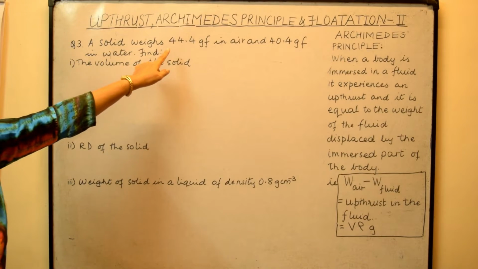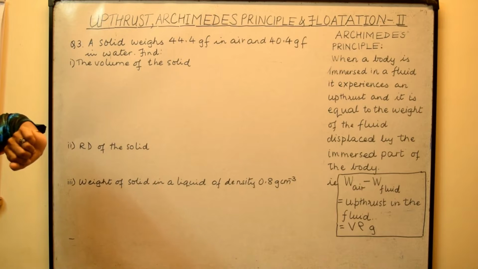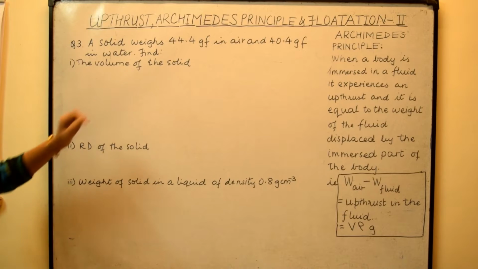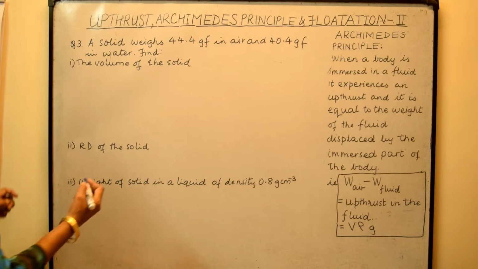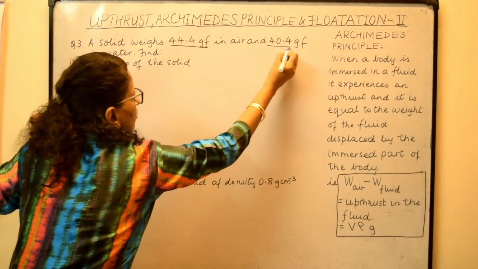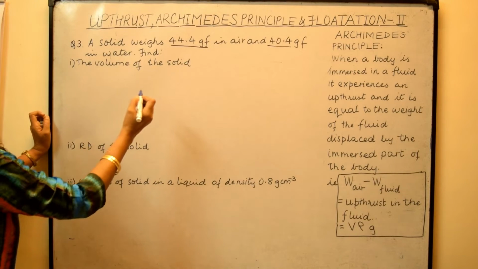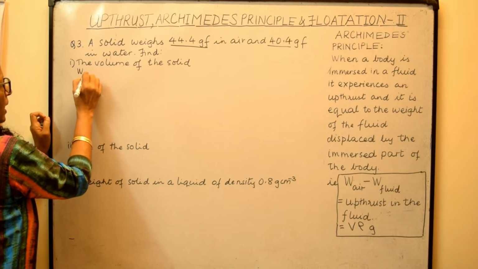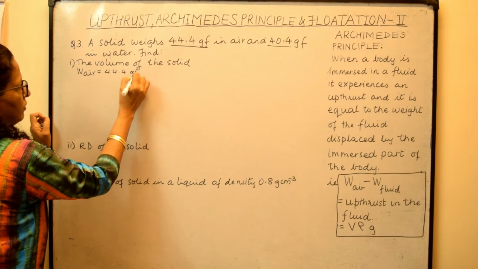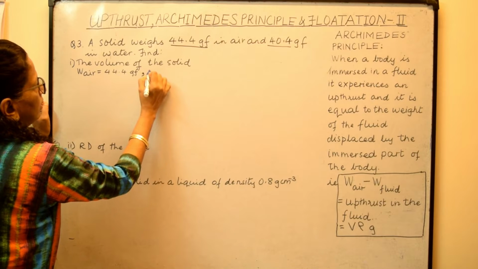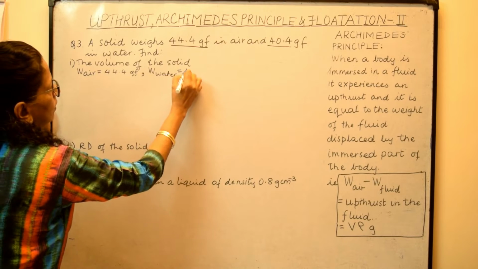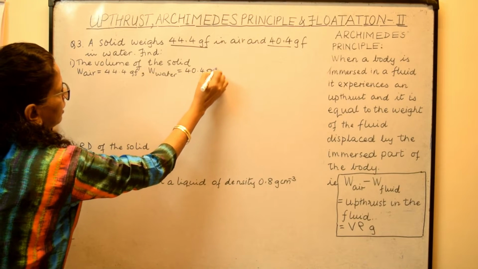A solid weighs 44.4 gf in air and 40.4 gf in water. Find the volume of the solid. What are the facts that are known to us? 44.4 and 40.4 gf. So we will write the weight in air is equal to 44.4 gf and the weight in water is equal to 40.4 gf.